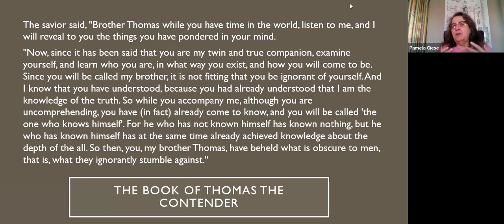So while Thomas was able to understand a bit of Christ as something external to himself, Christ now beckons him to recognize that it's not external to him at all, it's actually within him. "For he who has not known himself has known nothing, but he who has known himself has at the same time already achieved knowledge of the depth of all. So then, my brother Thomas, you have beheld what is obscure to men, and what they certainly stumble against."